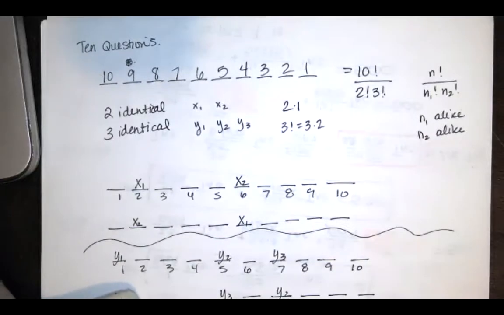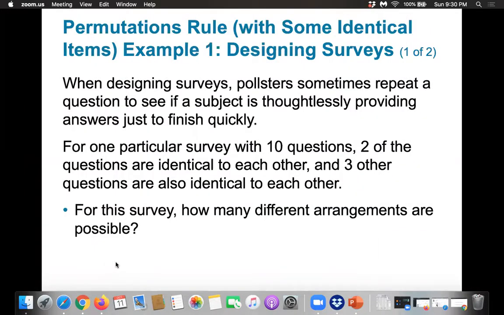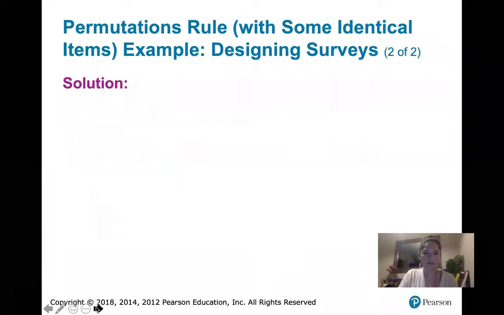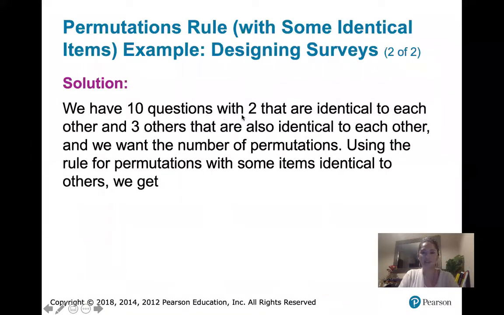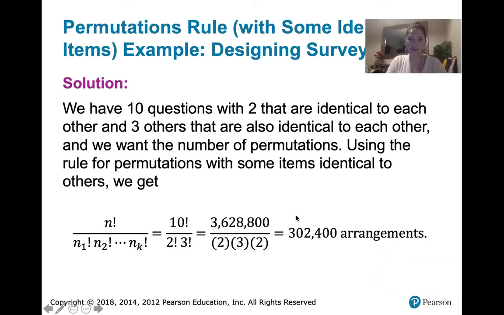Now let's go back to the PowerPoint slides. So we've got 10 questions, 2 are identical and 3 are identical. And we want permutations. We'll use our formula. And we get 302,400 arrangements. So that's 10 factorial divided by 2 factorial, which is dividing by 2, and divided by 3 factorial, which is dividing by 6. And we get that many arrangements.